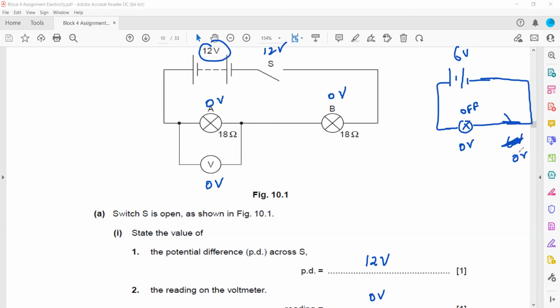But once the switch is closed, now what happened? There will be 0 volt across the switch and all the voltage will be across the lamp, because the lamp now starts to work as there is a current in the circuit. When the charges start to flow, there is a current in the circuit. The voltage of the lamp will be the same as the voltage of the supply now.